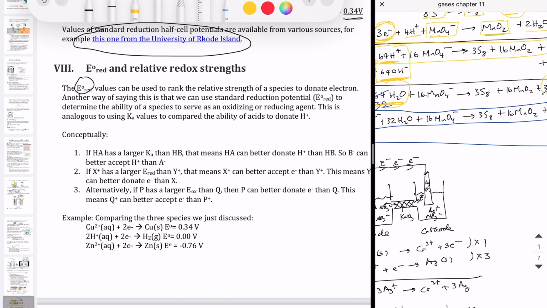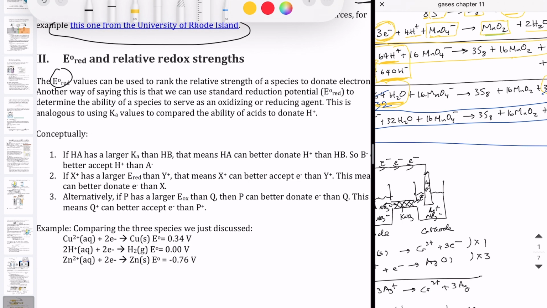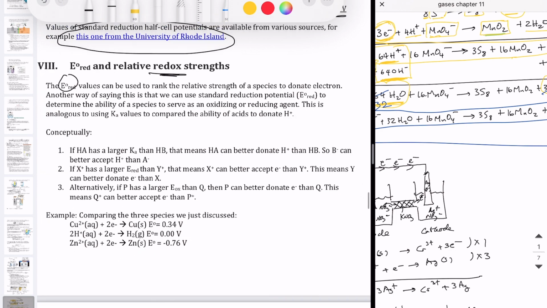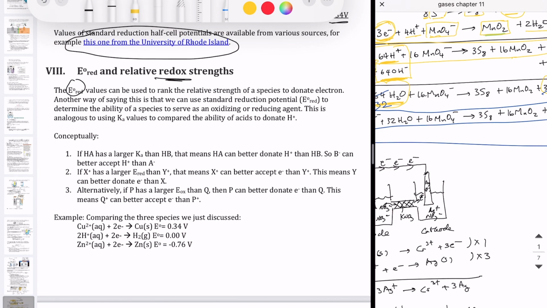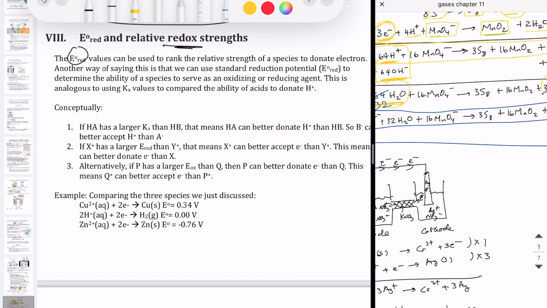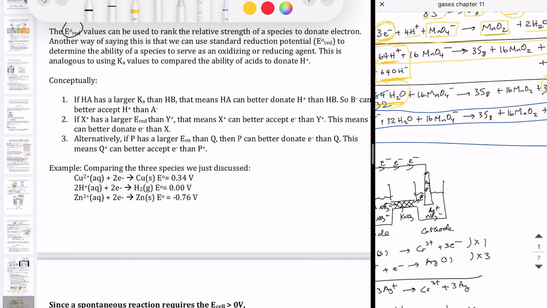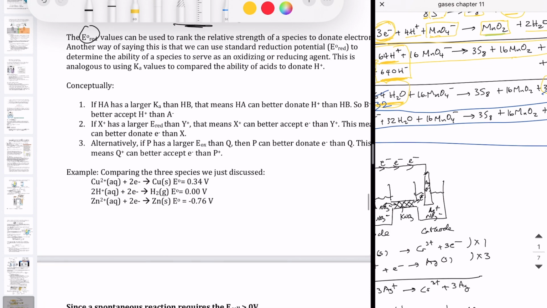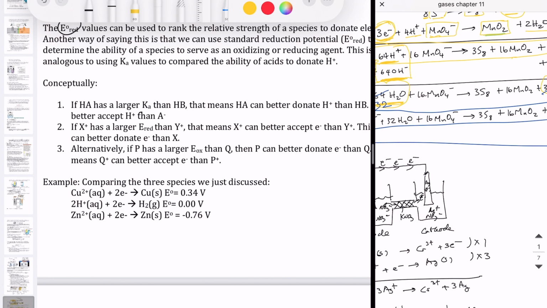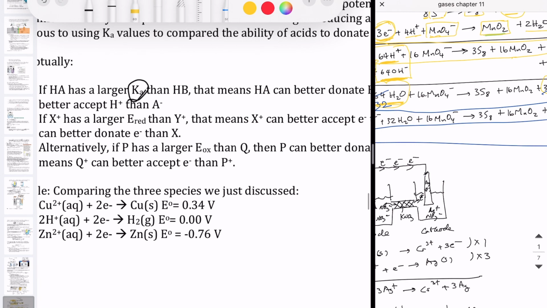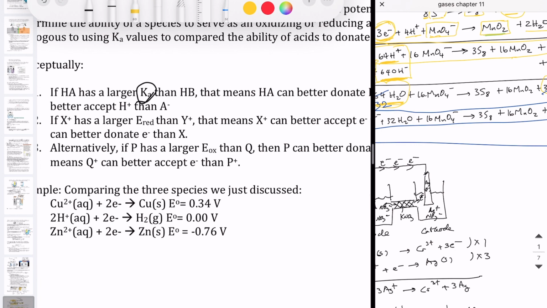Another important use of the values that we just saw in that table is to figure out relative redox strengths, which just means figuring out who's going to be a stronger oxidizing agent and who's going to be a stronger reducing agent. The idea goes back to the analogy with the acid-base reaction that I mentioned before: if we have Ka, the acid ionization constant, for two different acids, we can immediately know which acid is stronger. And once we know that, we can also immediately know which conjugate base is going to be stronger and which conjugate base is going to be weaker.